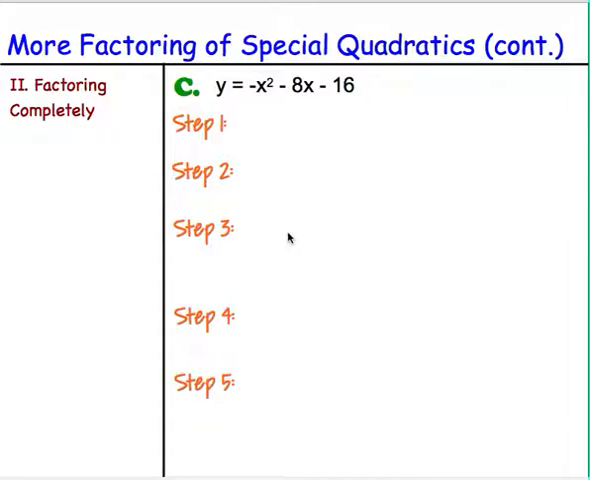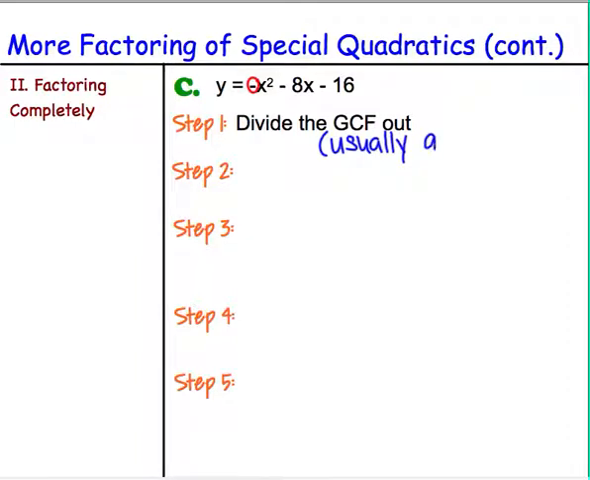The last special quadratic that we need to deal with today is where we have to do something called factoring completely. Now if you notice here, I have this negative, which is keeping this quadratic from being what you could call normal. And so I'm going to start off by dividing out the GCF. And if you want to make a note, it is usually the A, and what I mean by that is that coefficient in front of that x squared term. So if I factor that out, I get y equals, and I'll put the negative out front, and then I have x squared plus 8x plus 16.